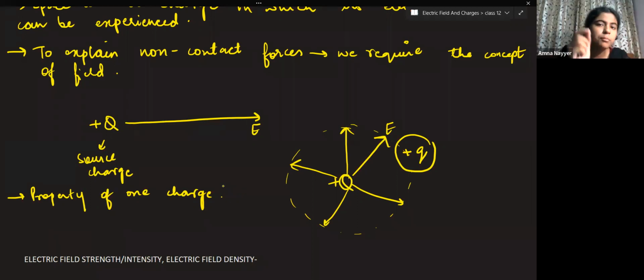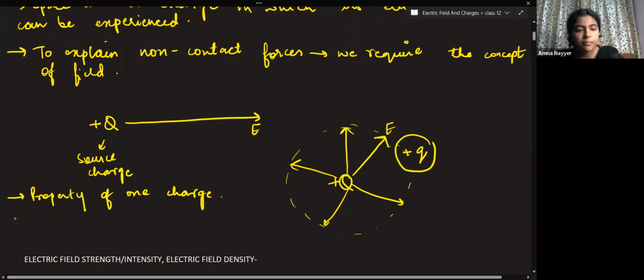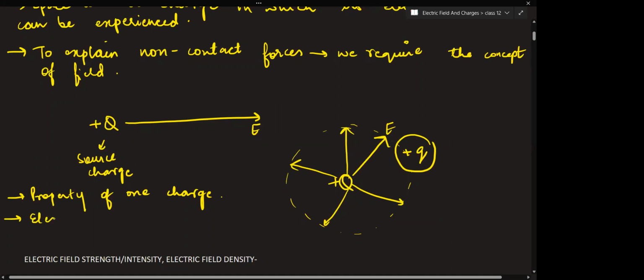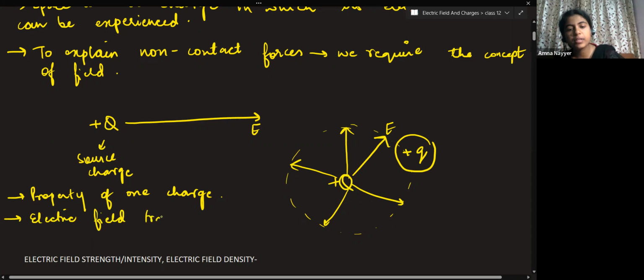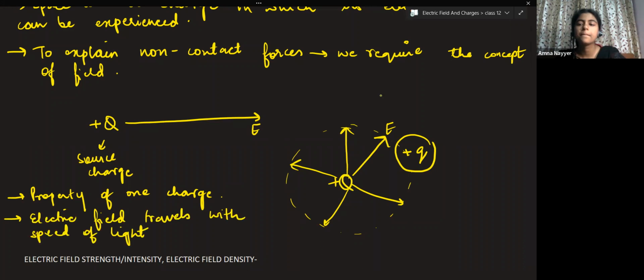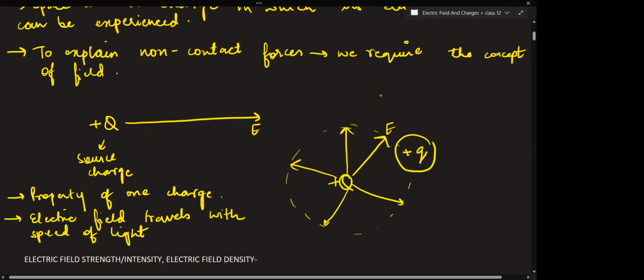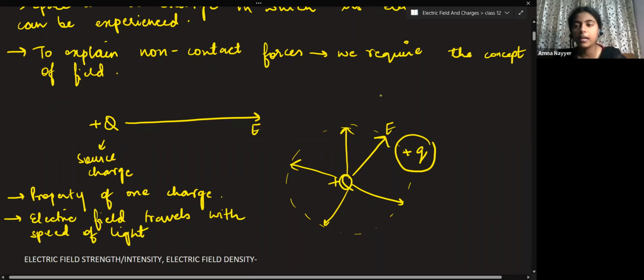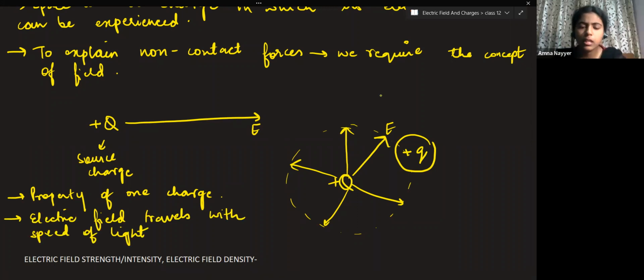For electrical field, the minimum charge requirement is what? A single charge. Also, one more thing: this electric field travels with the speed of light. What is the speed of light? 3 into 10 raised to 8 meter per second. Correct. So the electric field lines also travel with the same speed.